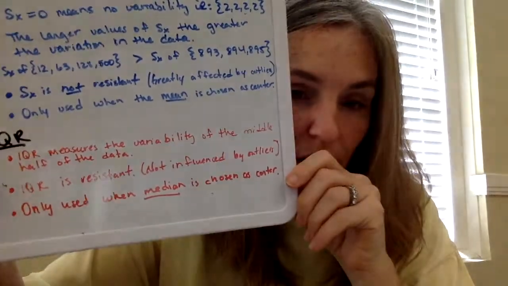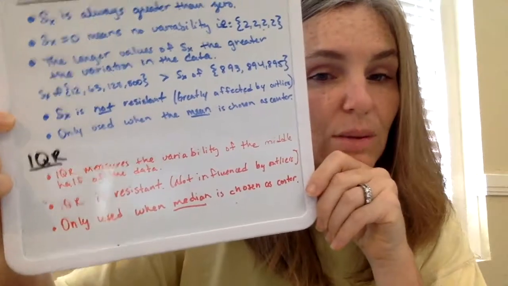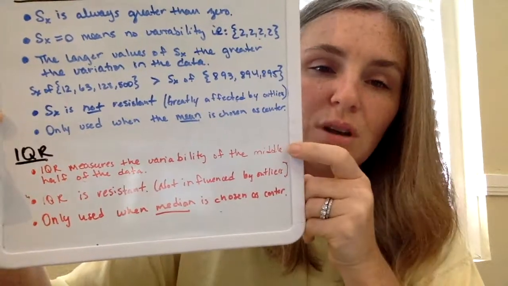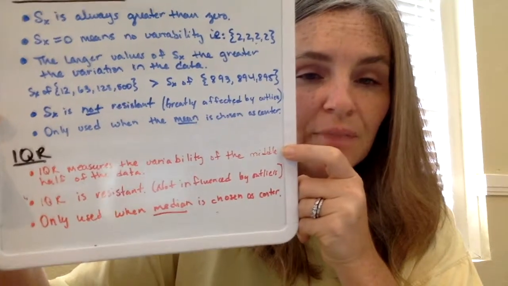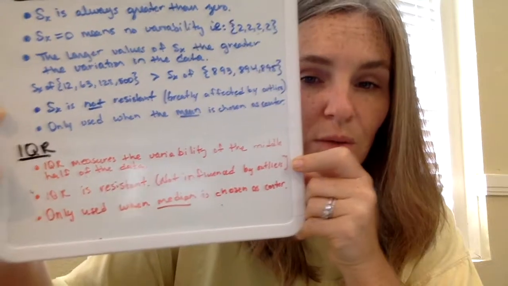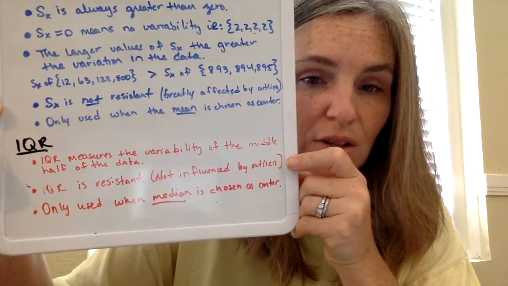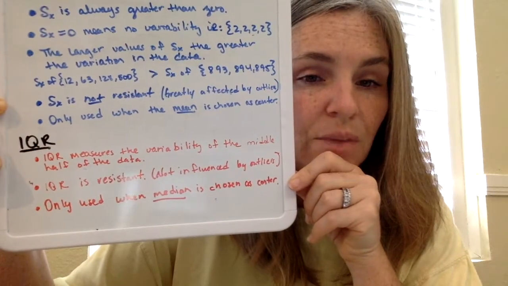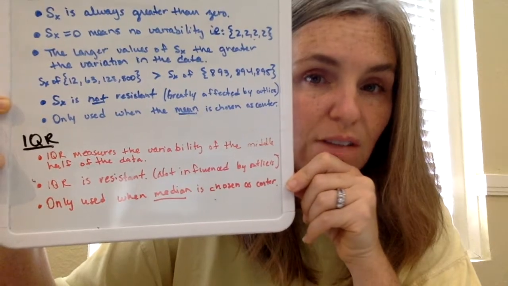And then IQR. IQR is still measuring the variability of the data, but now we're only measuring the variability or the range of the middle half of the data. We use this when we might have extreme outliers because it is resistant to outliers. And we want to make sure that we only use median. Oh wow, I did it again. We only use IQR when we choose median as the center of the data.